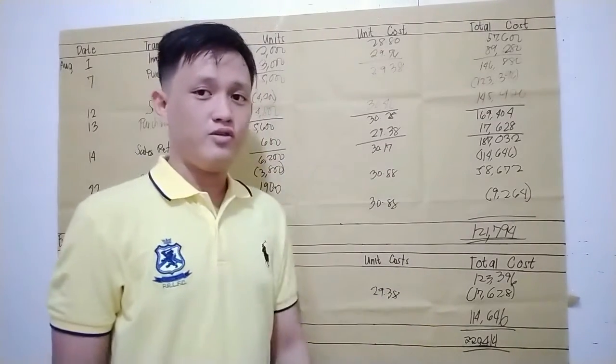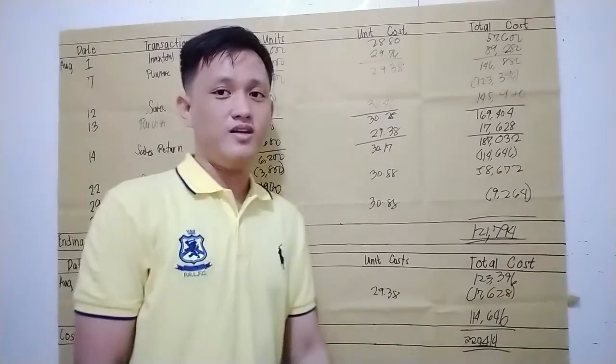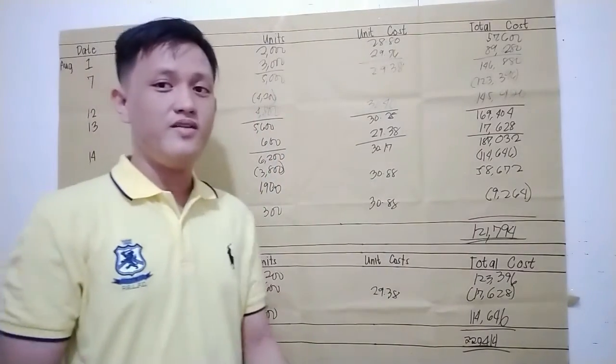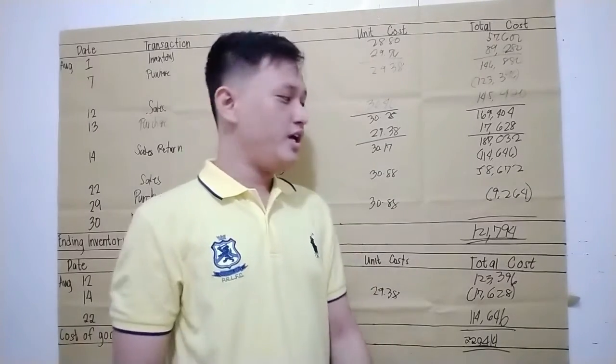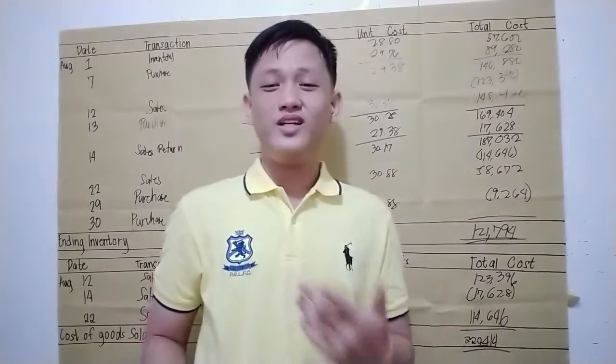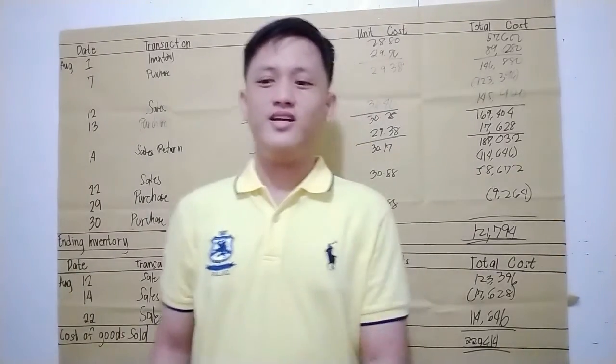So our cost of goods sold is 220,414. Since we already have an ending inventory of 121,794 and a cost of goods sold of 220,414, the answer for number 11 is letter A.